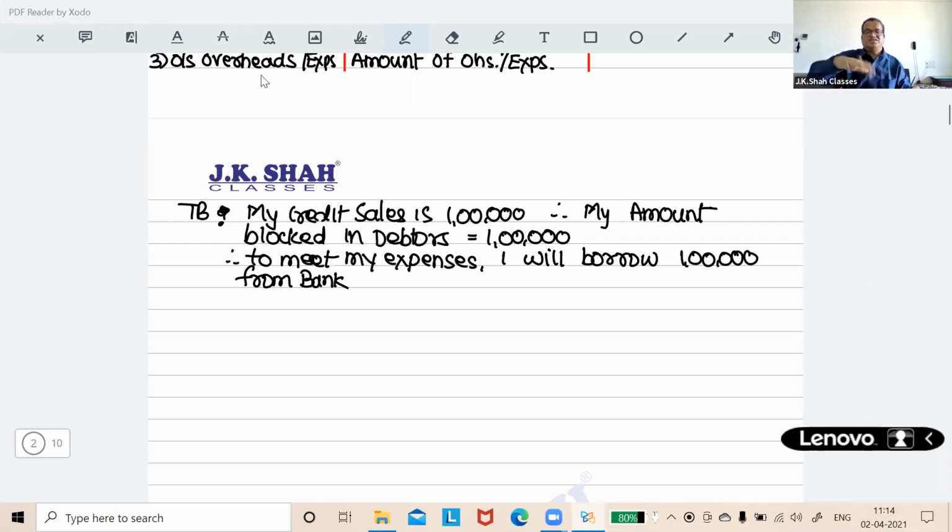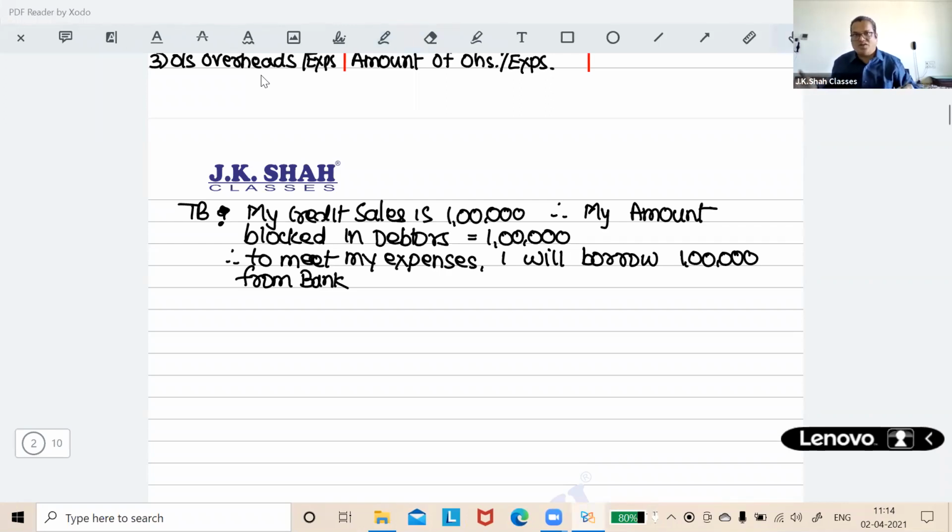He says that my credit sale is 1 lakh. Okay, fine. I've already sold the goods on credit. They will pay me after, say, 2 months. But I have to meet my business expenses today. That's why I'm going to borrow for the working capital requirement. I have to pay the raw material people, the workers, the electricity bill, the water bill, the property tax. All these people are not going to wait 2 months till I get money from my debtors.